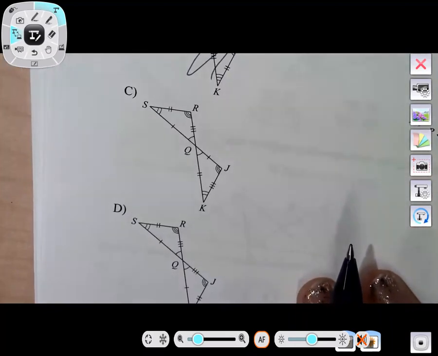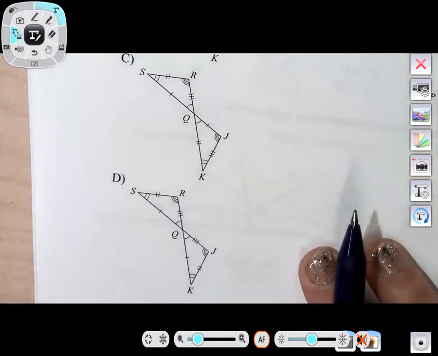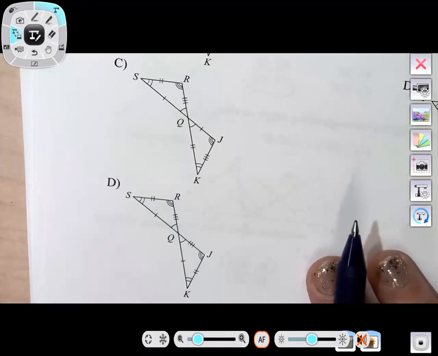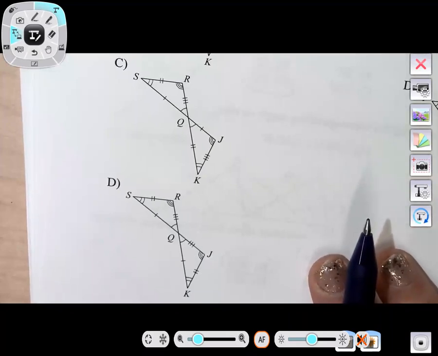C looks good. S and K both have 2. And on D, S and K both have 2. Okay. And then I gotta look for the third one. R and J should match. And they do in both. So now what do I do? Because I've checked all the angles and I still don't know.